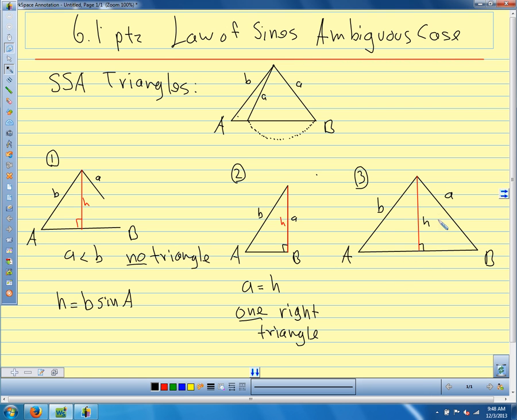For this one, I'm going to say A is greater than B. If A is greater than B, if I swing this around, it's going to miss on this other side, so it can't make another triangle. So if A is greater than B, this side is larger than this side, then we only get one triangle. If I swing this around, it's too big to connect again over here, so it's going to miss. We'll get one triangle if A is greater than B.